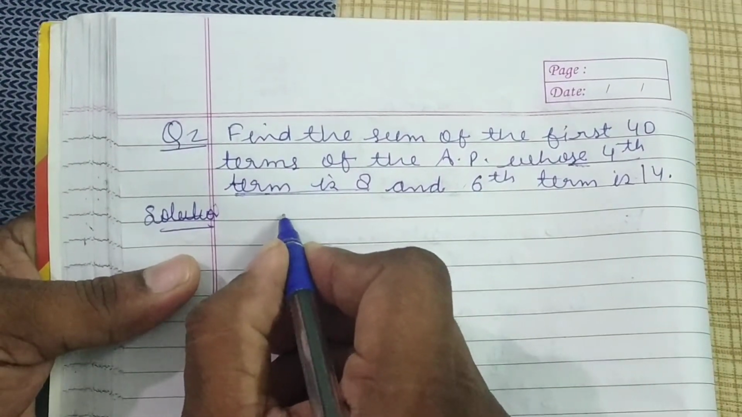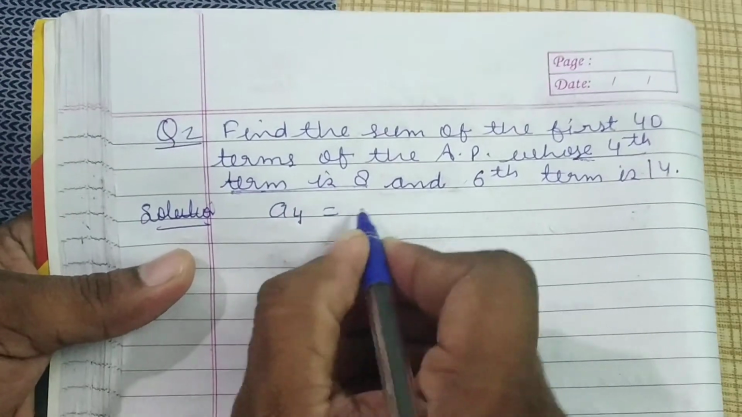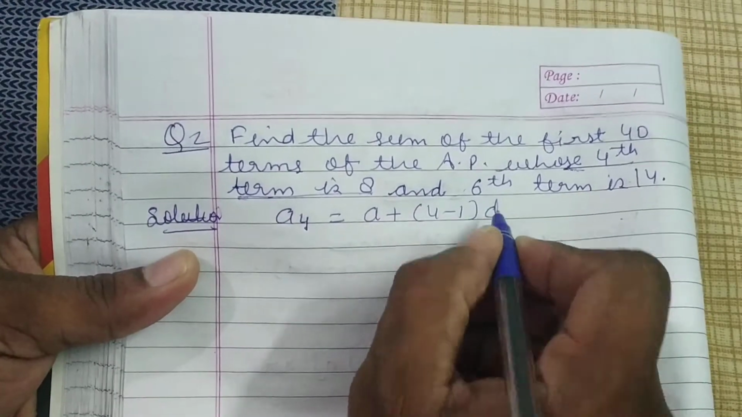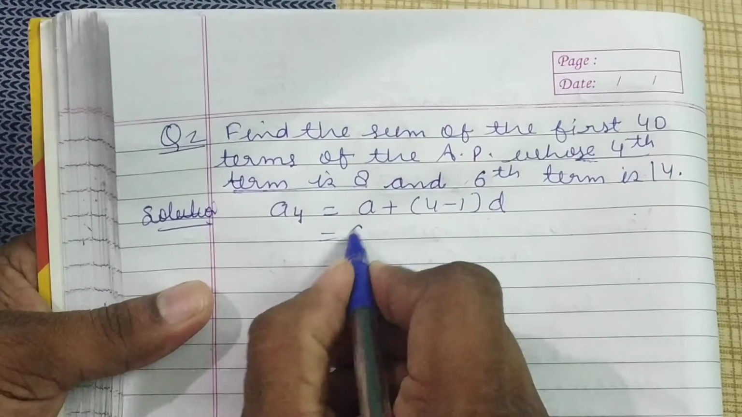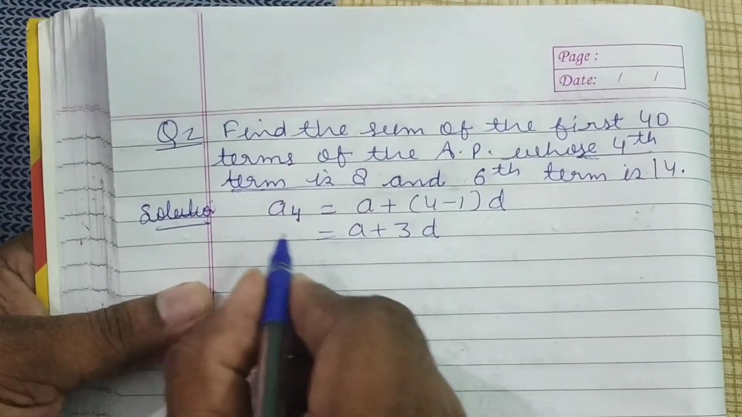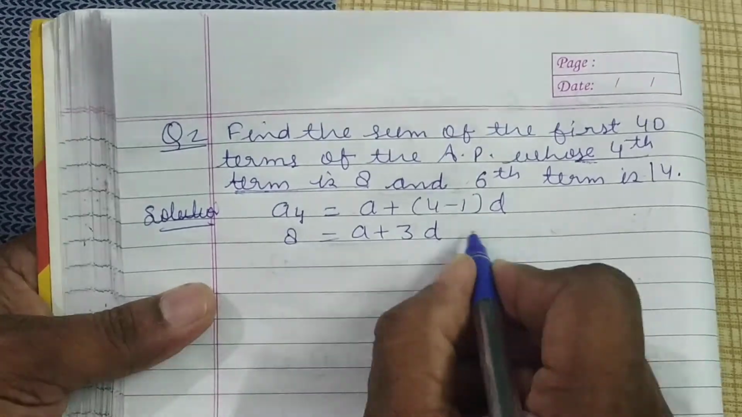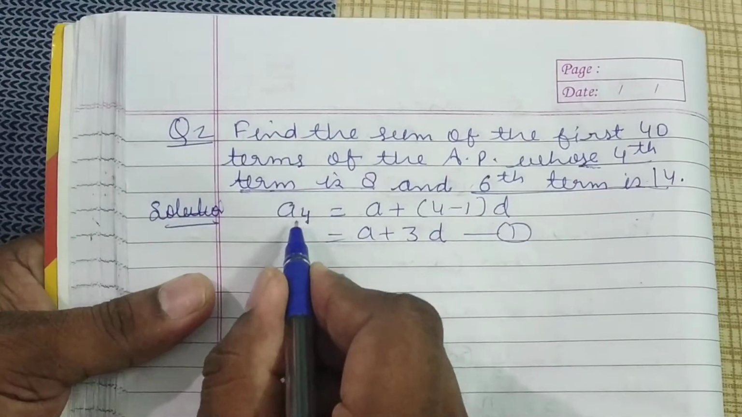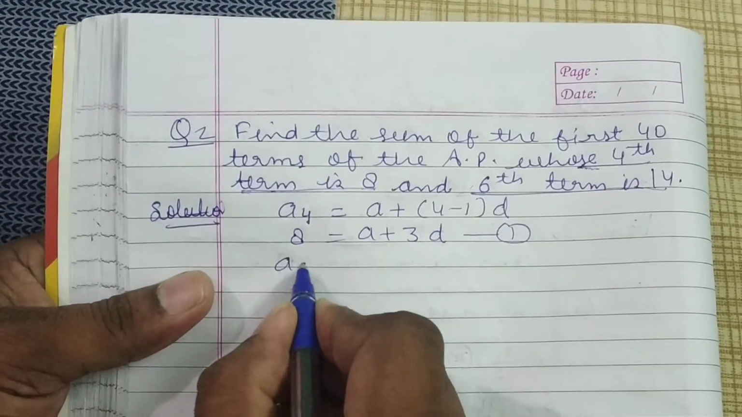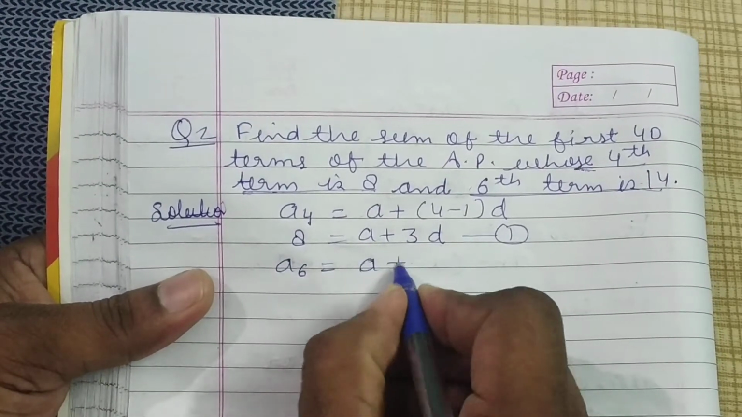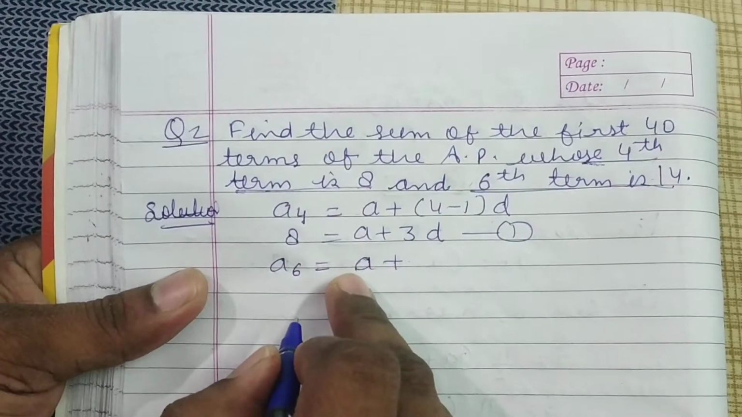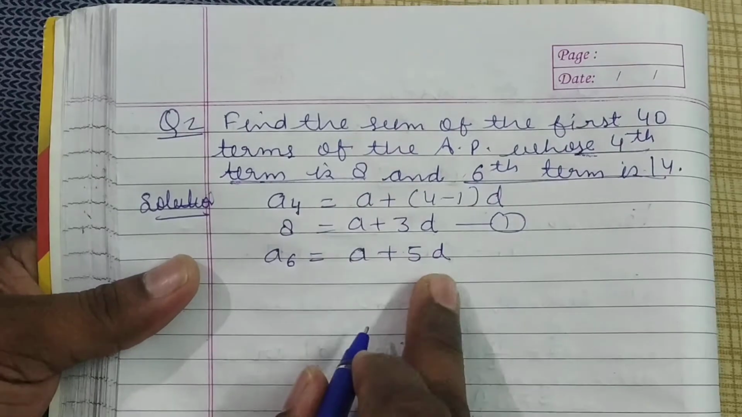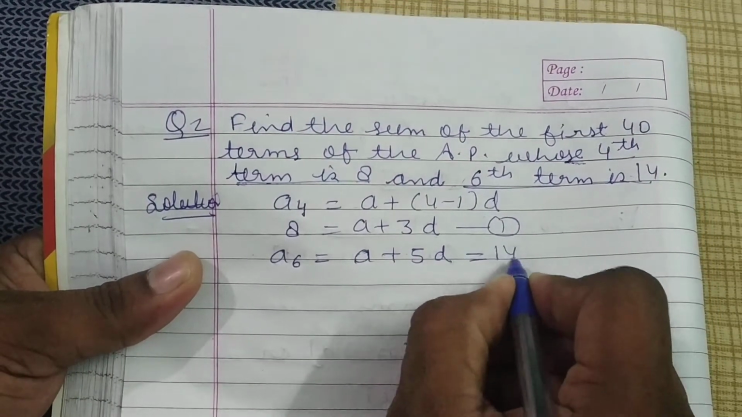The fourth term value is represented as A4, which equals the first term a plus (n minus 1), meaning 4 minus 1, times d. Then you will get a plus 3d. The fourth term value is 8, so substitute 8 here. This is equation 1. Now use the sixth term, which is 14. Similarly, as you calculated the fourth term, for the same AP you put the same first term a. You will get a plus 5d, 6 minus 1 is 5, and this sixth term value given is 14.